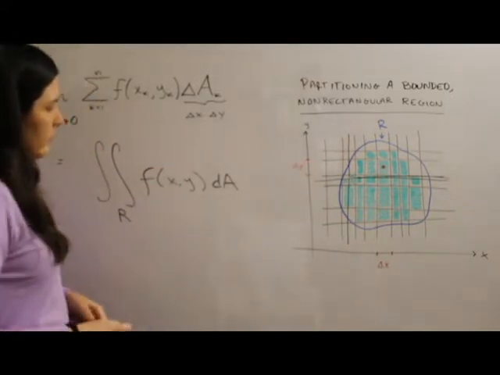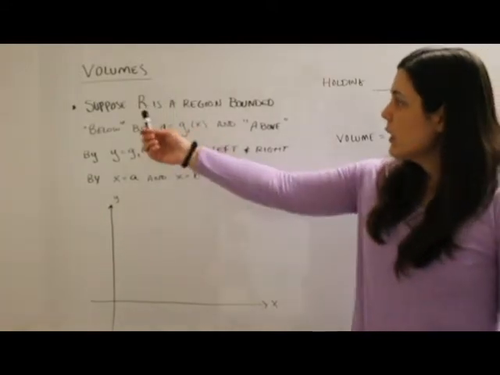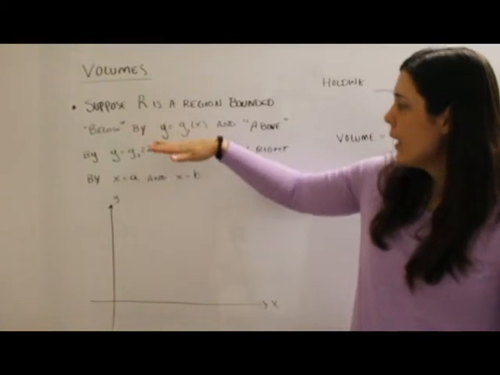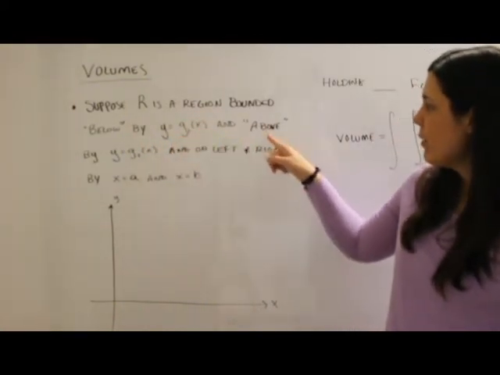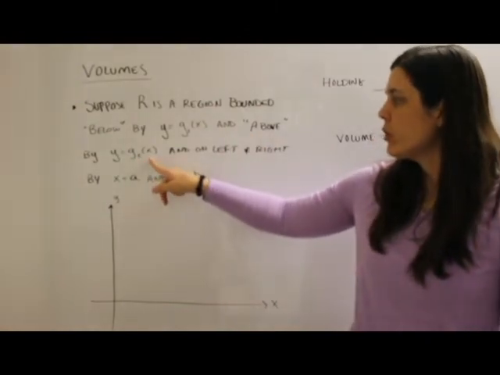Now talking about volumes, let's start by supposing that R is a region that's bounded below by this function I'm calling g sub 1, and it's a function of x, and above by a different function. I'll call it g sub 2, also a function of x.